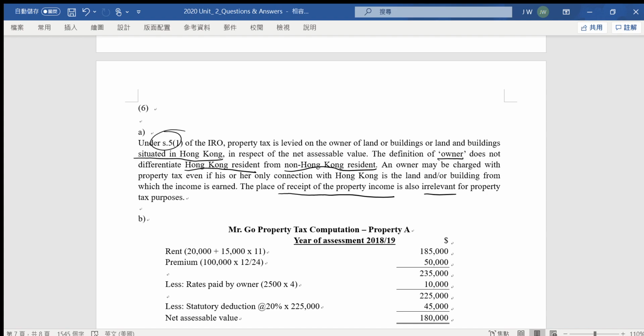Don't skip it or just ignore it. You should focus on his argument to discuss. Don't just mention section 5 and then say you should pay property tax because the property is located in Hong Kong, finish. You should discuss in detail and focus on his argument to give advice.